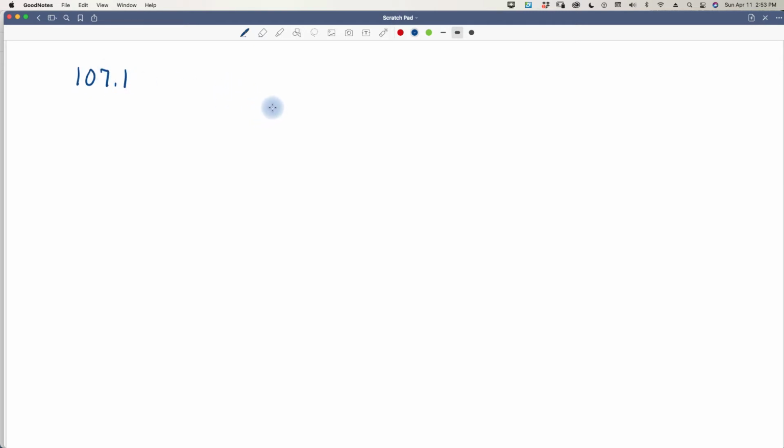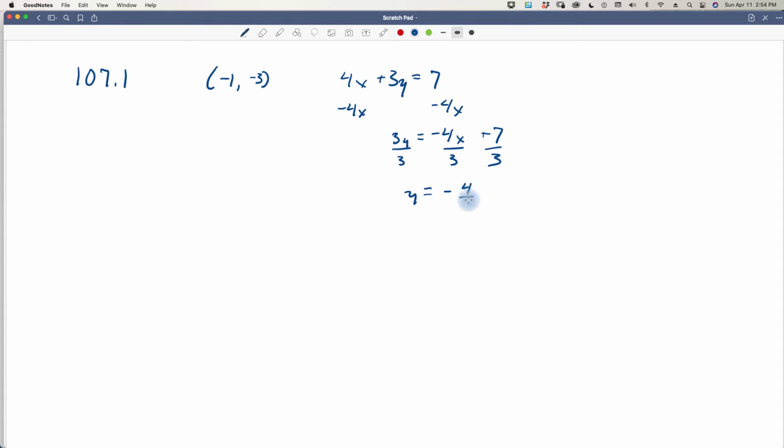This is asking us to find a line that is parallel to a given equation. It says, find the equation of the line through point (-1, -3) that is parallel to 4x plus 3y equals 7. Okay, and this is the linear equation here. We know how to solve for our slope-intercept format using this. We just subtract 4x from both sides, right? That leaves us 3y equals -4x plus 7, and then we divide everything by 3. y is equal to -4/3 x plus 7/3. All right, that is our slope-intercept format right here.